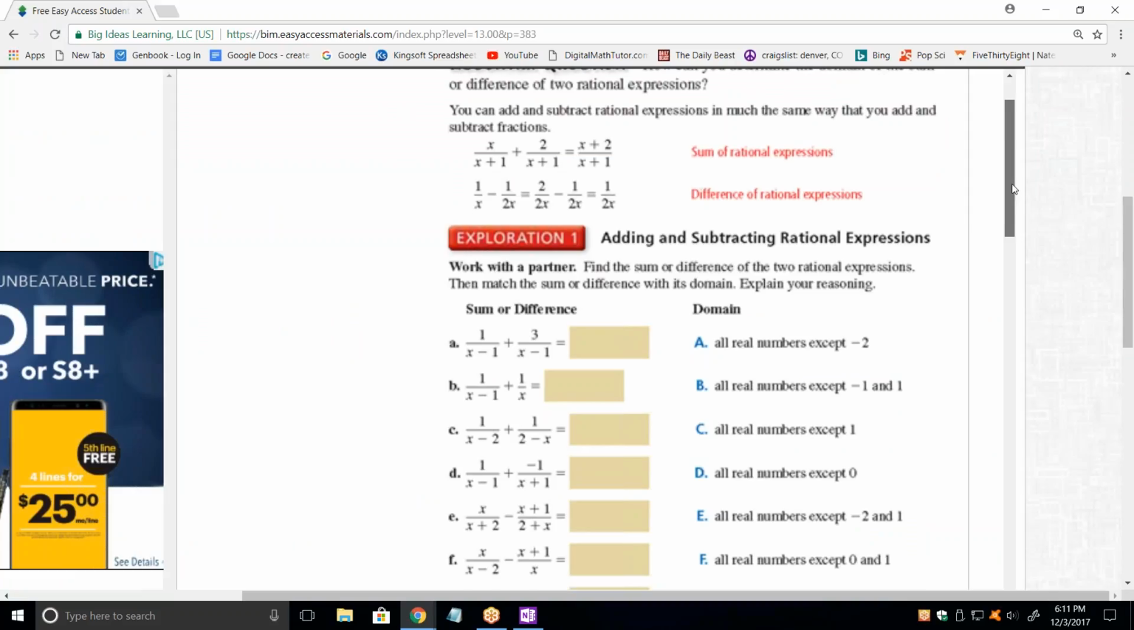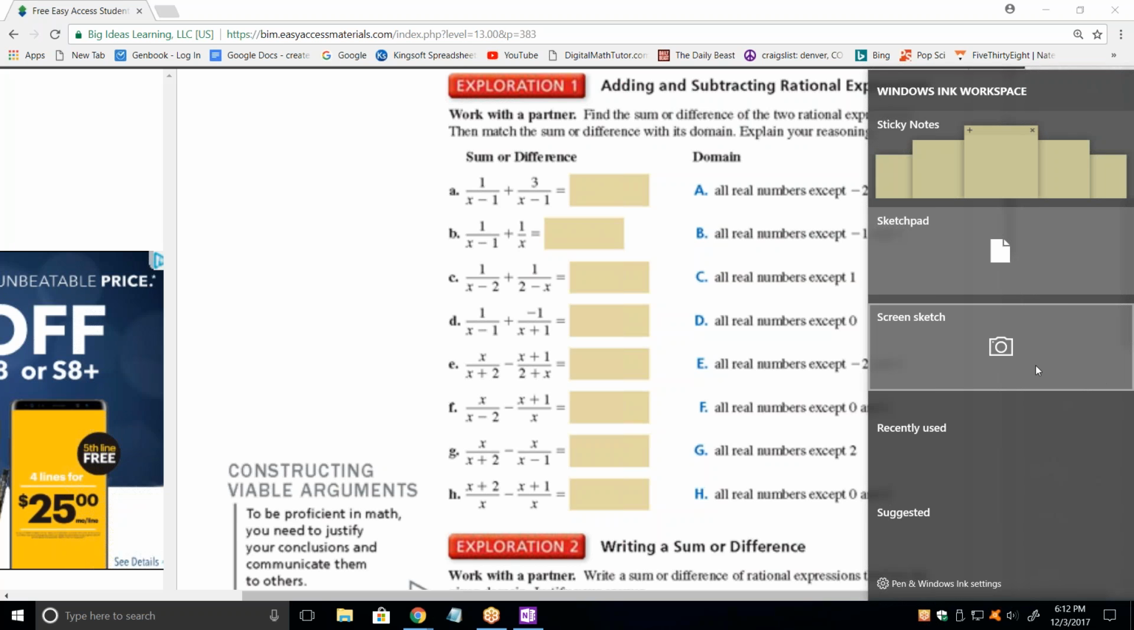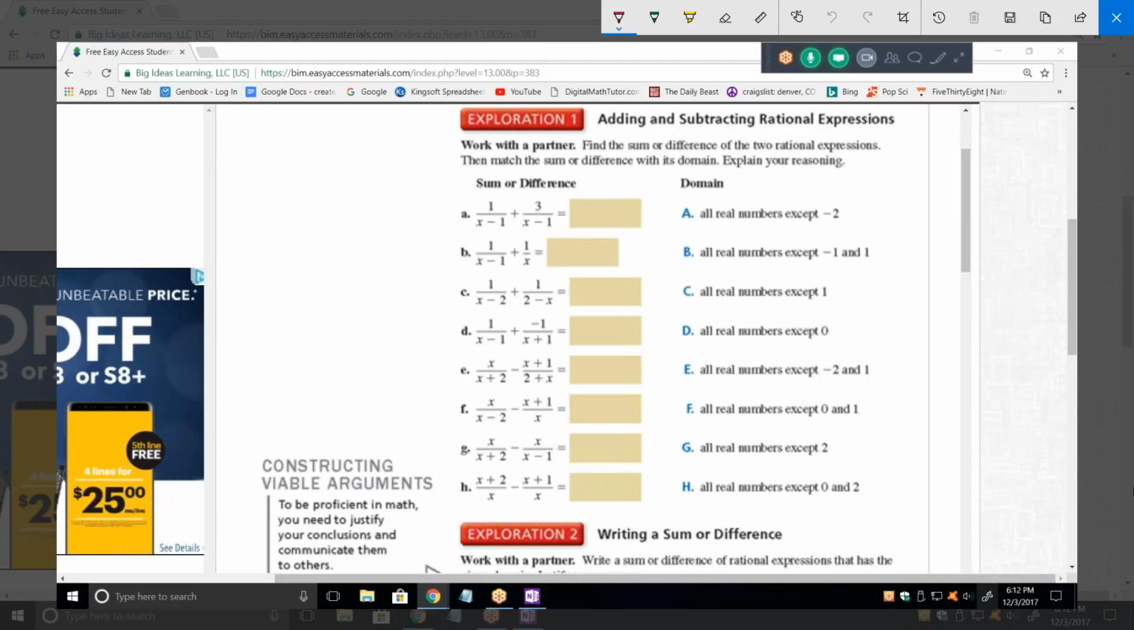So, adding rational fractions or subtracting rational fractions. Find the sum or difference of the two rational expressions, then match the sum or difference with its domain. Explain your reasoning. Okay, what's the answer to A? Here, let me take a snapshot. So how do we add those two?